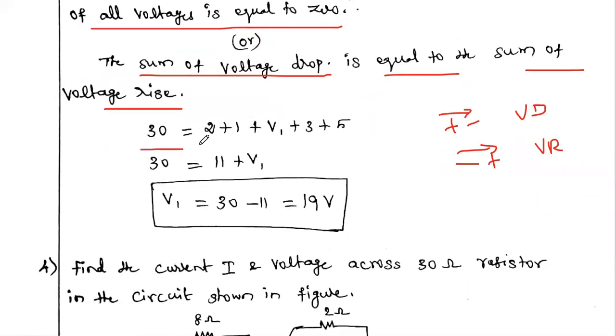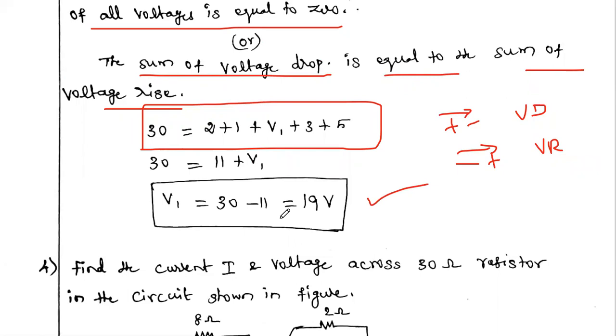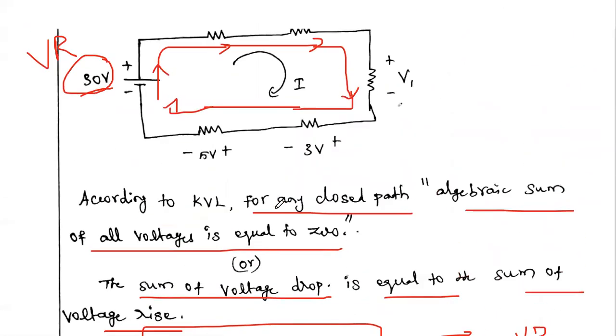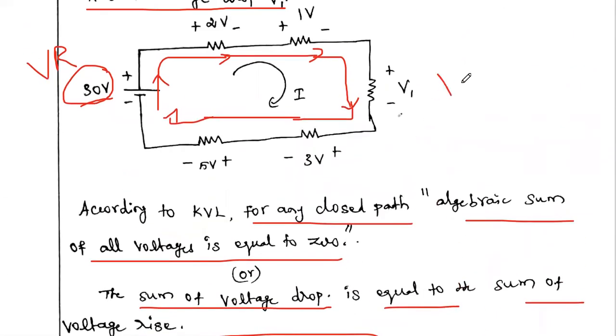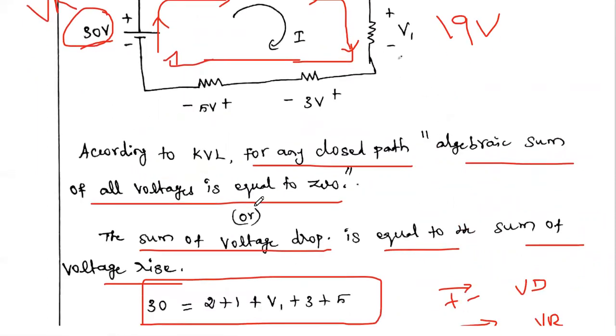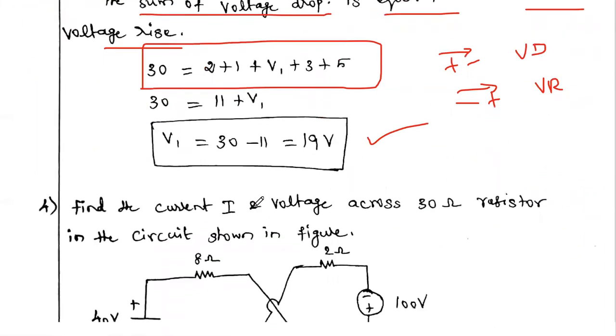Okay, so you see 30 equals 2 plus 1 plus V1 plus 3 plus 5. So you just add: 11 plus V1 equals 30. From that, the unknown voltage V1 equals 30 minus 11, which is 19 volts. So the voltage across this third resistor is 19 volts. Okay, so this is a KVL problem.